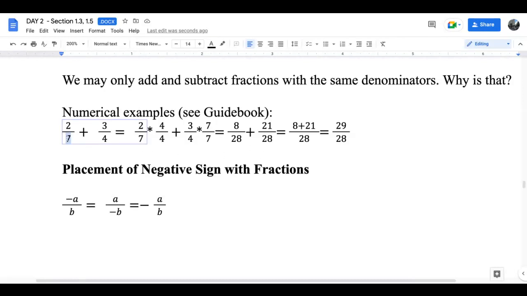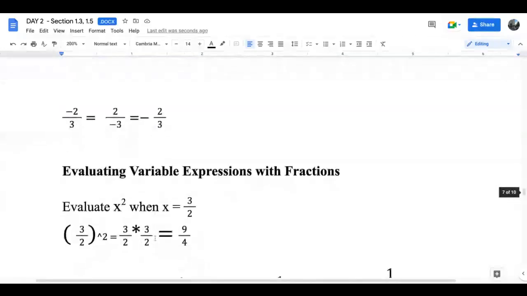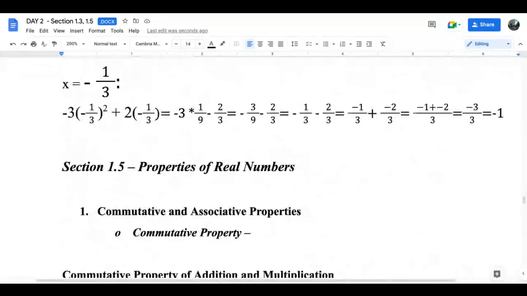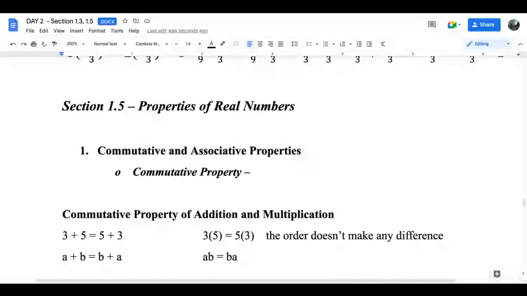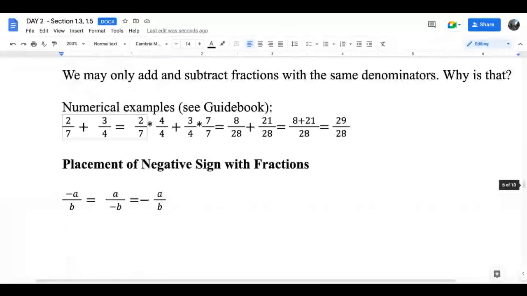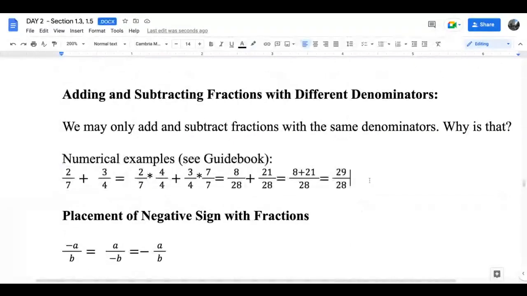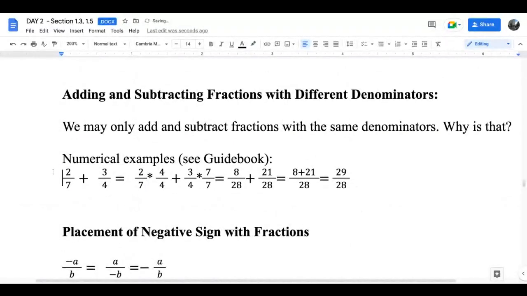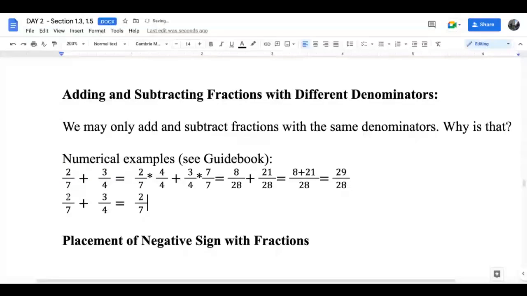But in this case, you see 7 is a prime number, so we just multiply the two numbers. But sometimes, maybe later on, we will have examples where we find the least common denominator. Maybe let me just make one. I know what you're talking about. Okay, thank you. You're welcome. Let me just make an example. That's a good question.